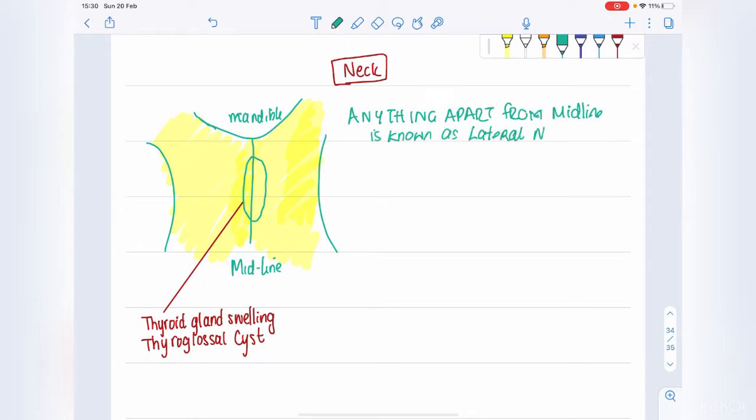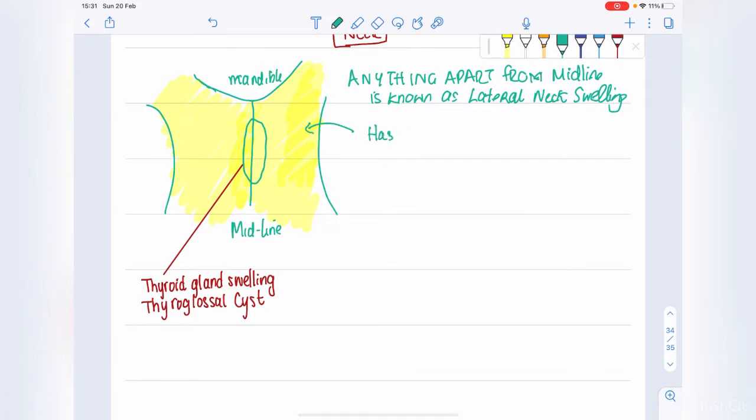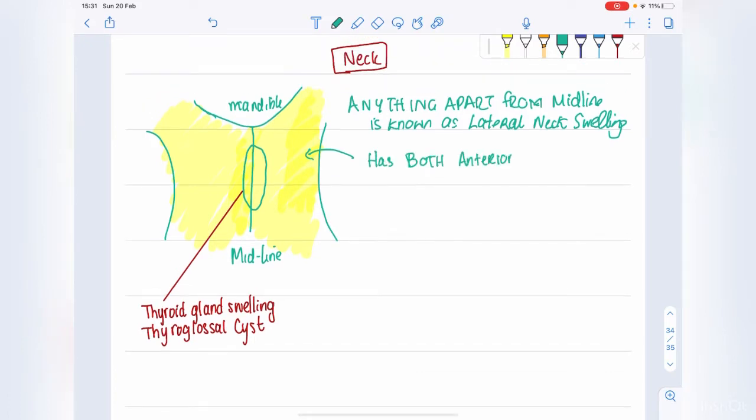Anything apart from midline is known as a lateral neck swelling. Okay, so anything besides this midline directly below the mandible is lateral. The lateral area of the neck has both an anterior triangle and a posterior triangle. Therefore, swellings in the anterior or posterior could be described in clinical practice as a lateral swelling.